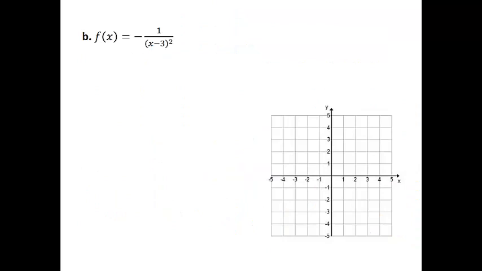In the function f of x equals negative 1 divided by x minus 3 squared, this is a transformation of y equals 1 divided by x squared. So notice we have a negative sign to deal with, and we have this minus 3. So there's two things happening here. When we take the opposite of y, that is a reflection across the x-axis. And then we also have a shift of 3 units to the right.